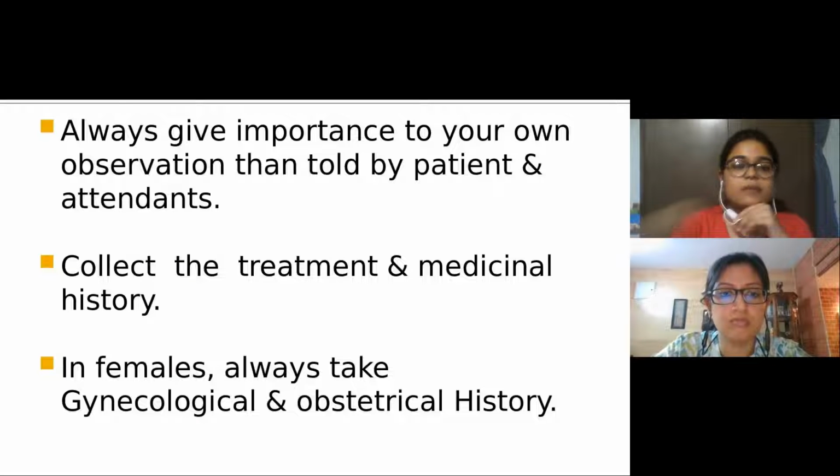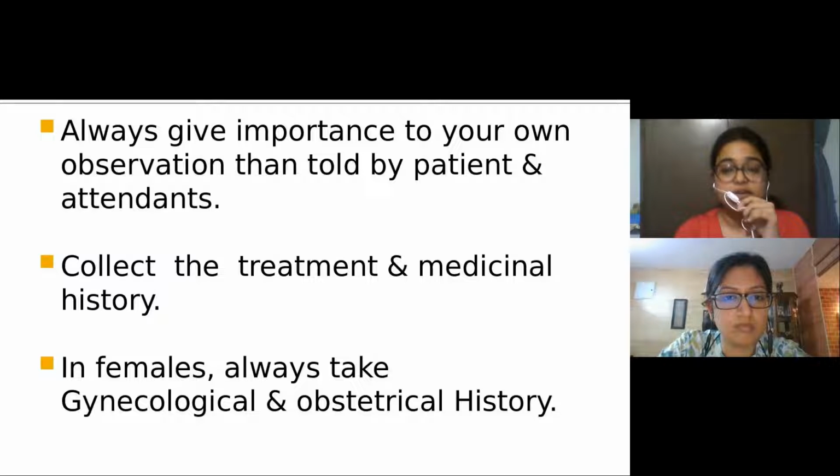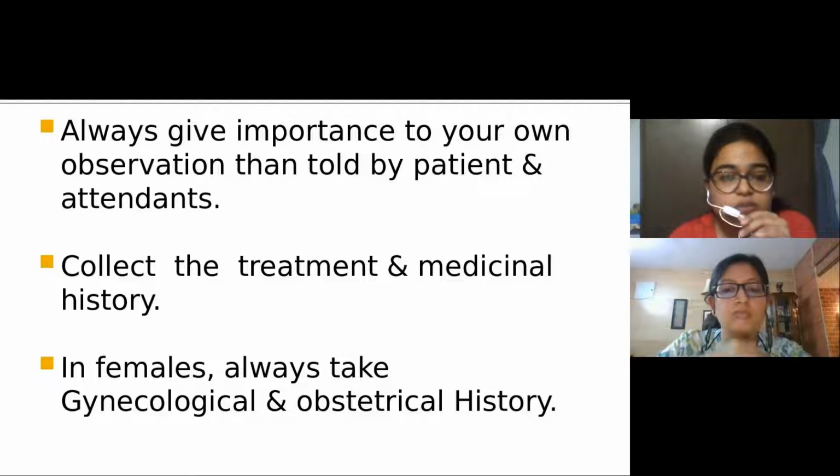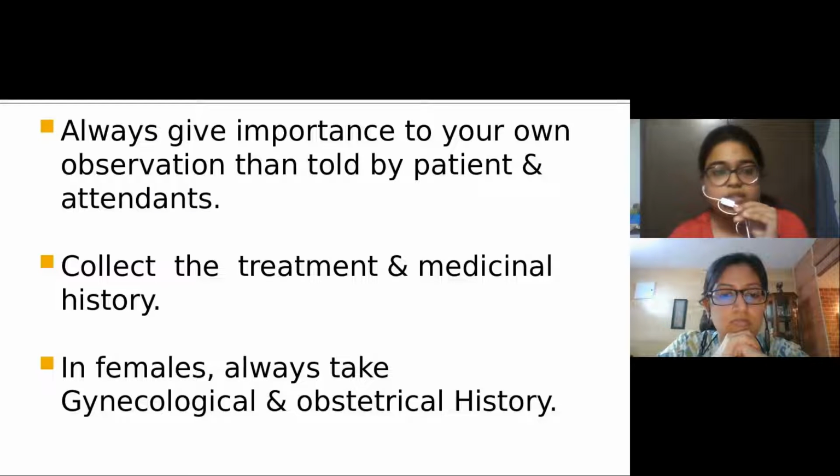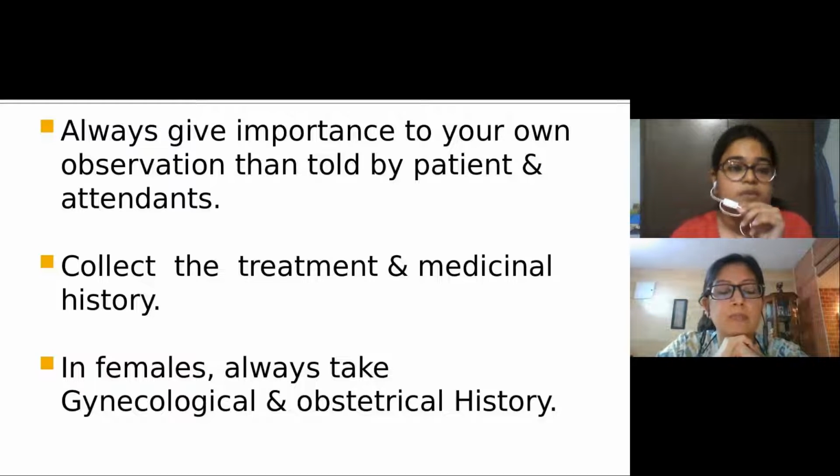Then always give more importance to your own observation than to what is told by the patient and attendants. Like I told in previous slides, patients and attendants may exaggerate the symptoms or may understate them, but the physician's own observation matters the most because it will be unaltered. So that's why.